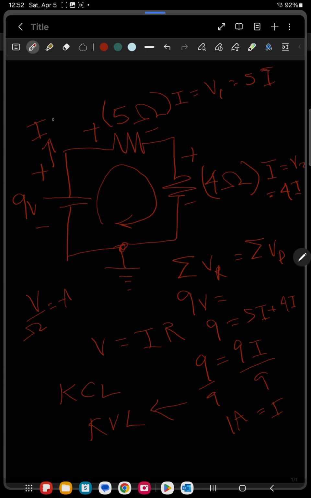From there we just found out that the current is equal to 1 amp, and your V1 is equal to 5 times 1, which is equal to 5 volts, and your V2 is 4 times I, which is equal to 4 volts. So as you can see, these 9 volts get divided among these two resistors.